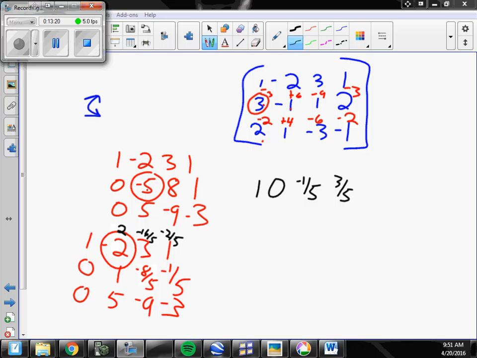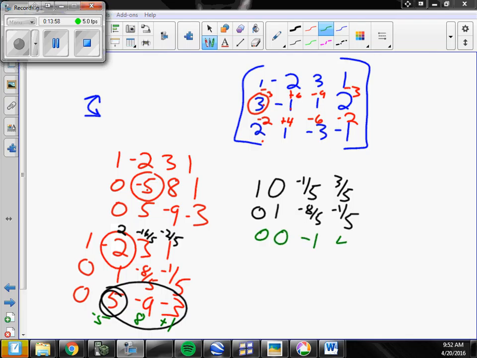And you can use the decimals if you'd prefer. And then 0, 1, -8/5, and -1/5. And then I need to multiply it by -5 to cancel that 5 there. So that's going to give me -5. -8/5 times -5 is 8. And -1/5 times -5 is +1. So 0, 0, -1, and 4.